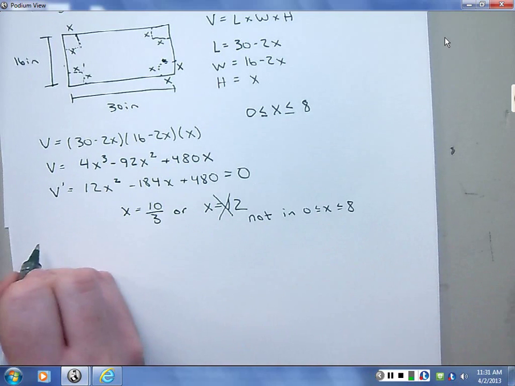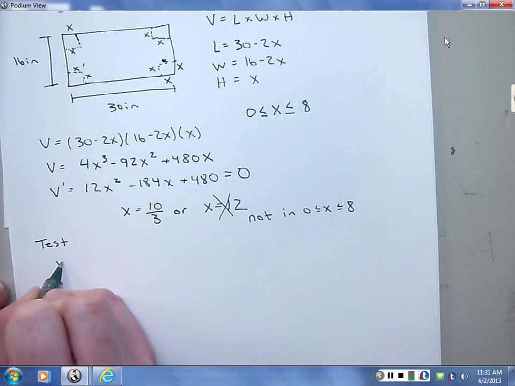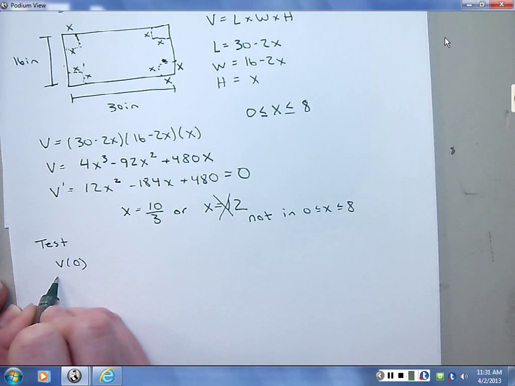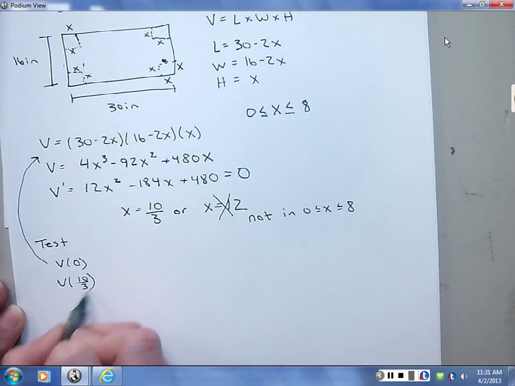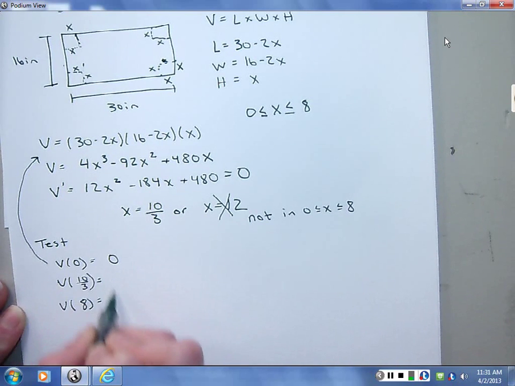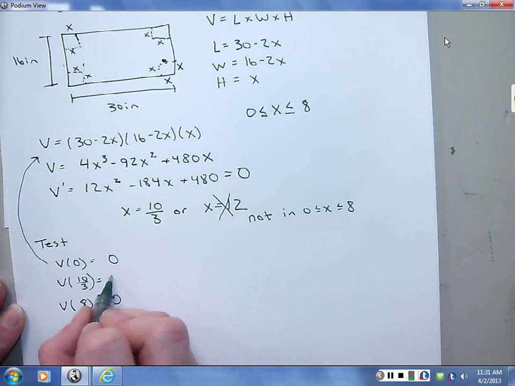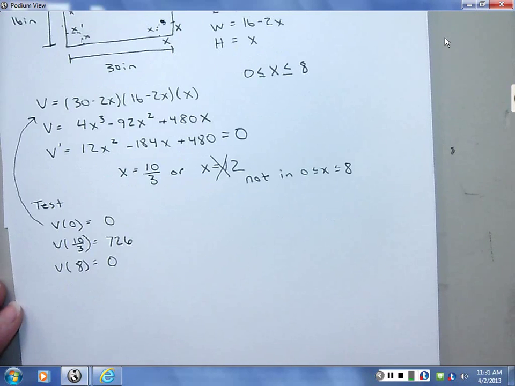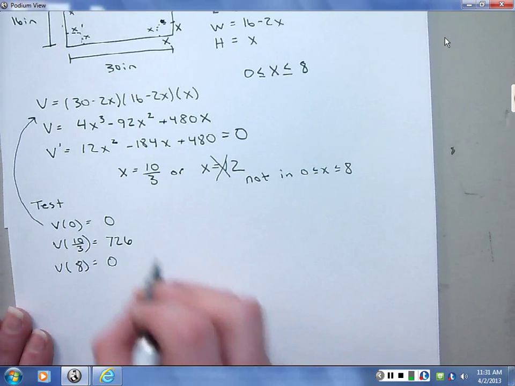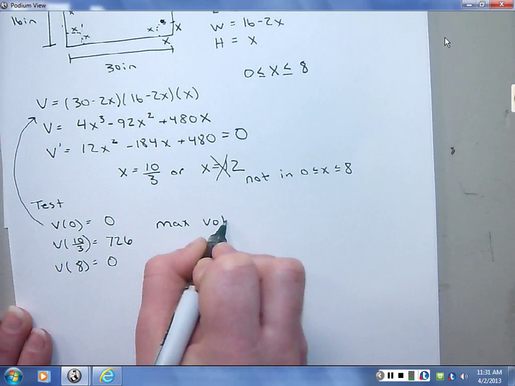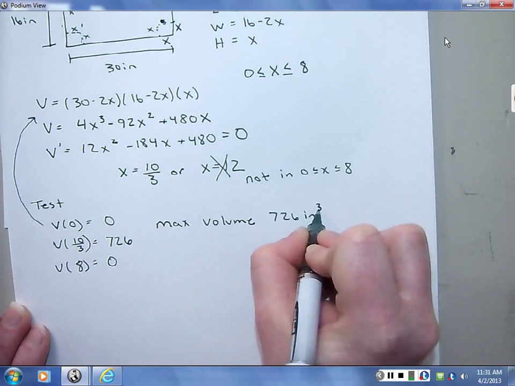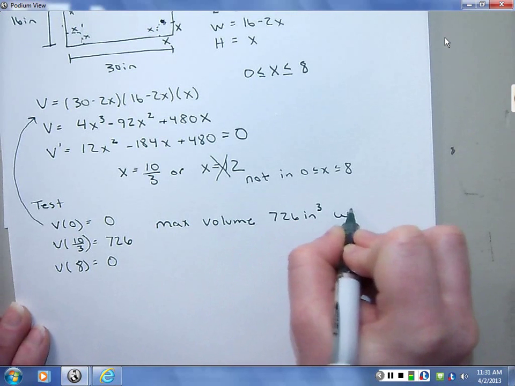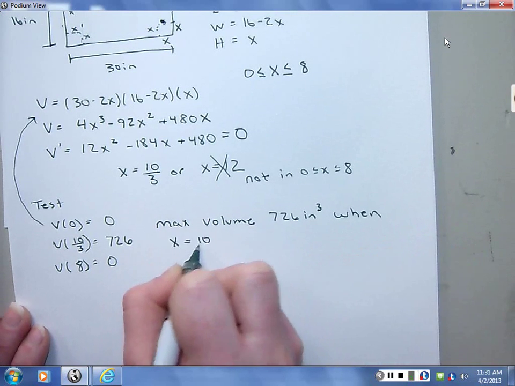So I can test my points because on a closed interval, if I plug in 0 for x for volume, this is my volume function, right? If I plug in 10 over 3 or if I plug in 8, I get 0 here, 0 here, and I get 726 here. So it turns out my maximum volume is 726 inches cubed. And this happens when x is 10 over 3 inches.